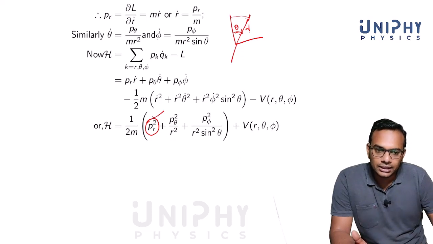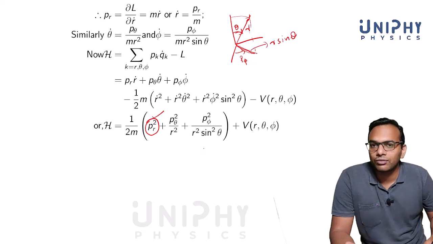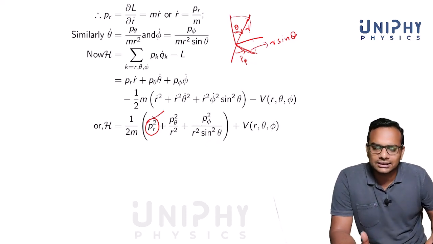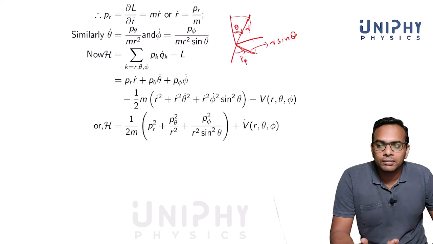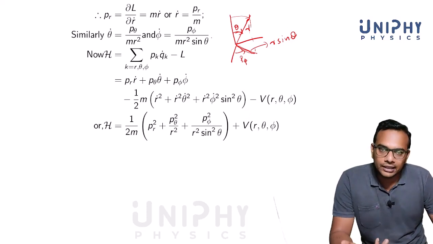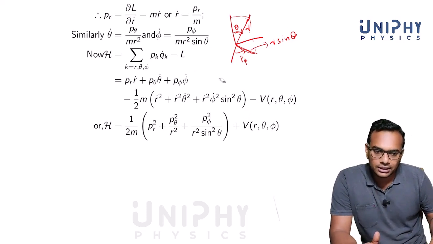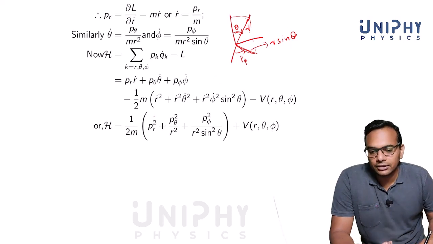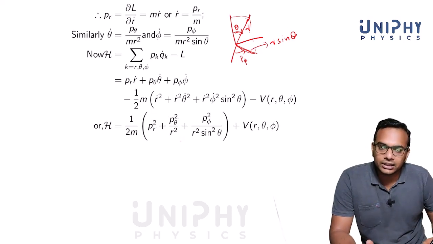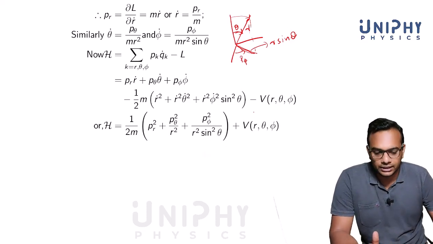Okay, similarly, if you look at p_φ, there's an angular momentum p_φ, and the corresponding length is r sin θ. So it's p_φ squared divided by r squared sin squared θ. Okay, there's an easy way to remember these things, but just for the sake of completeness, I've done all the steps here. After some practice, I think you can directly start by writing the Hamiltonian in spherical polar coordinates in this form. It's p_r squared, p_θ squared divided by r squared, p_φ squared divided by r squared sin squared θ, plus V.